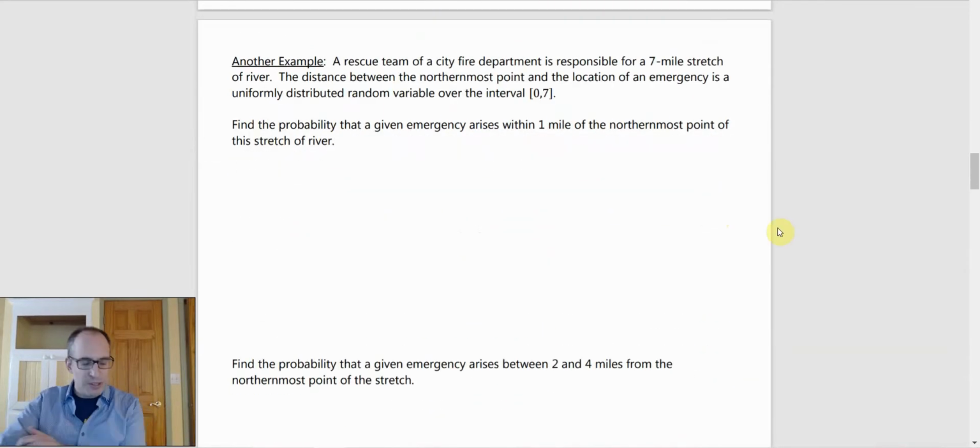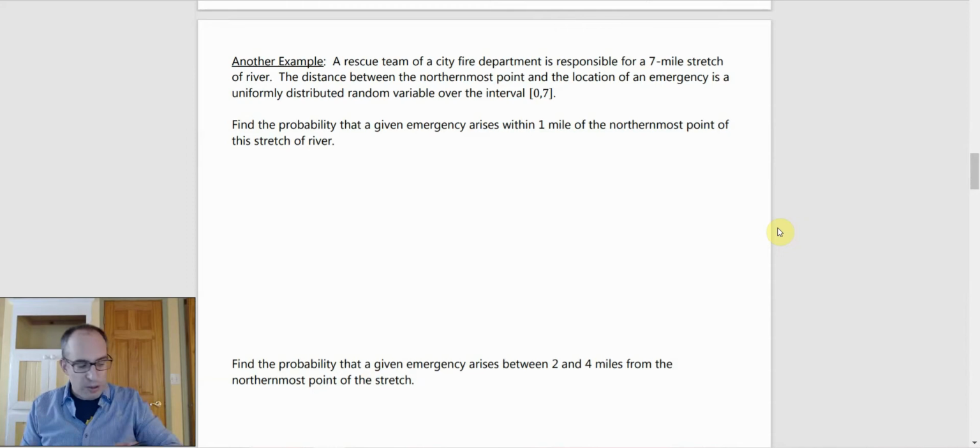All right, another example. A rescue team of a city fire department is responsible for a 7-mile stretch of river. So now it's 7 instead of 5. I guess that's the first thing that's noticeable. And the distance between the northernmost point and the location of an emergency is a uniformly distributed random variable over the interval from 0 to 7.